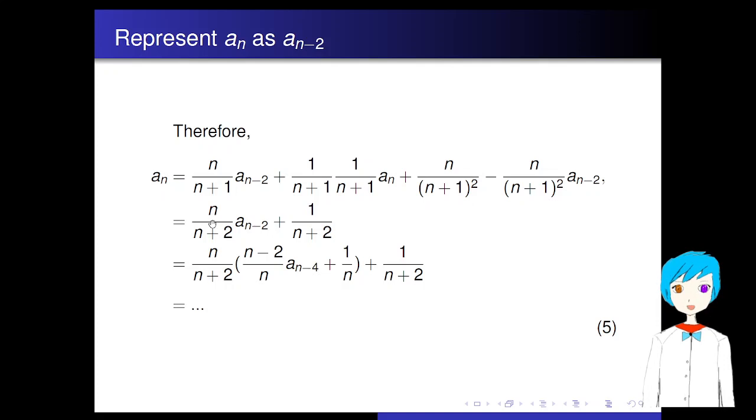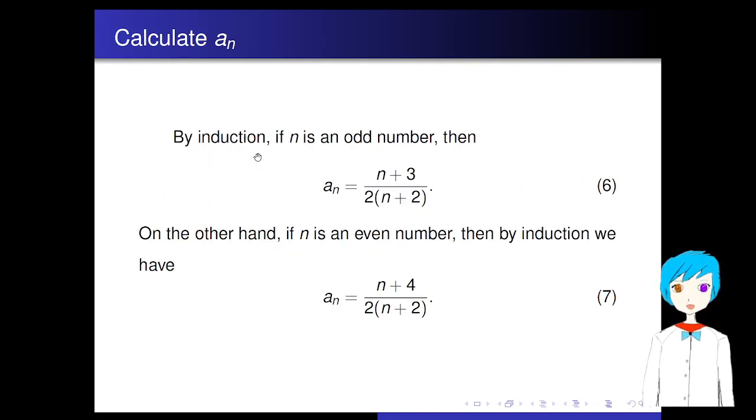Therefore, if we replace P_{n,n-1} by 1 minus A_{n-2}, then we have this formula: A_n will be equal to n over n plus 2 times A_{n-2}, plus 1 over n plus 2. So we can use induction to reduce this subscript n-2 to n-4, n-6, and so on. By induction, if n is an odd number, then we have A_n equals n plus 3 over 2 times n plus 2. On the other hand, if n is an even number, then by induction we have A_n equals n plus 4 over 2 times n plus 2.